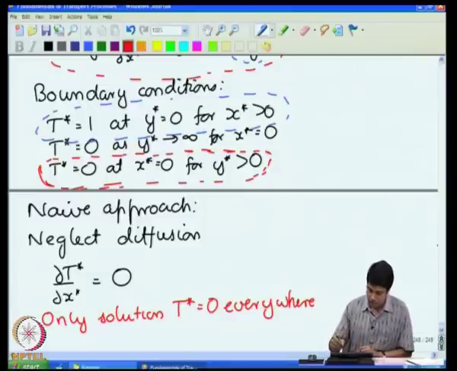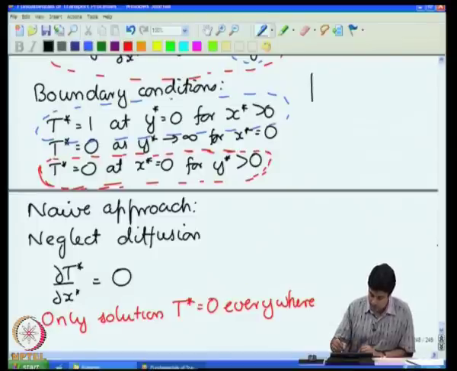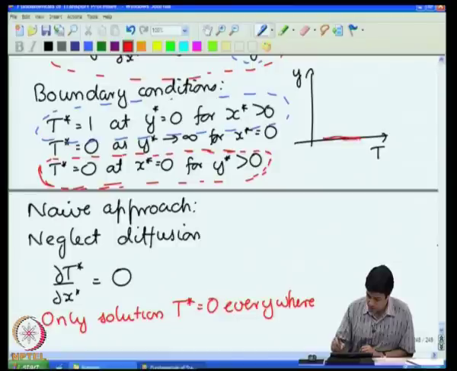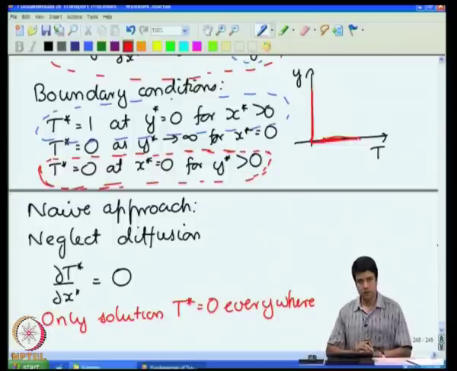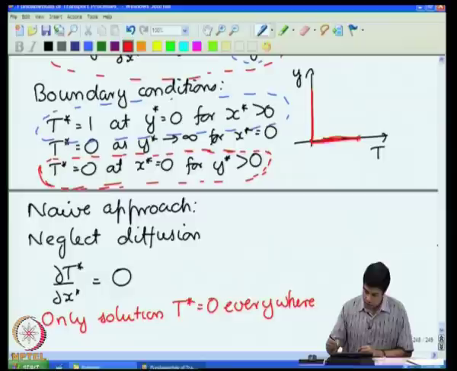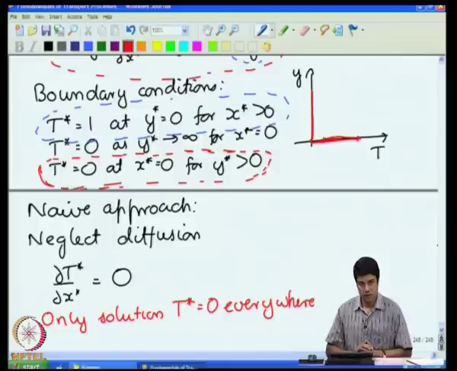So, if I plotted the temperature field as a function of y, at the surface itself, the temperature has to be 1, but everywhere above, it has to be equal to 0. That is what the convection diffusion equation is saying without the diffusion terms. However, a profile like this is a step profile. If you have a step profile, the derivative of a step function is a delta function which goes to infinity. So, if I have a step profile, the derivative is actually very large.